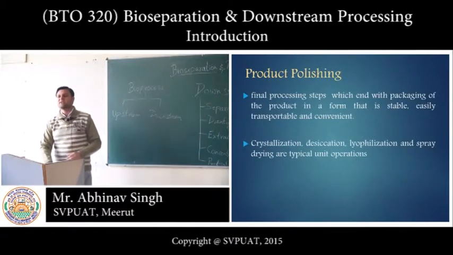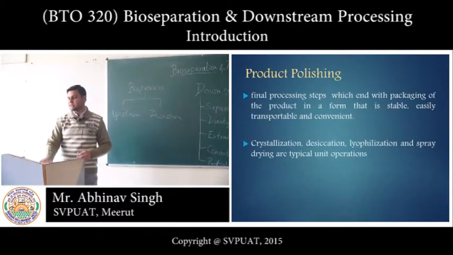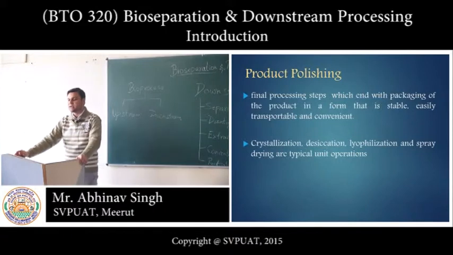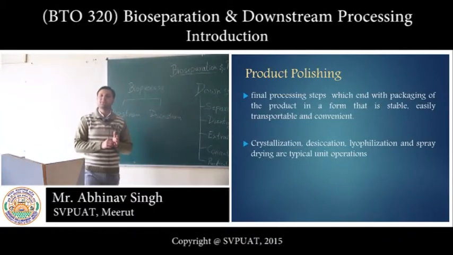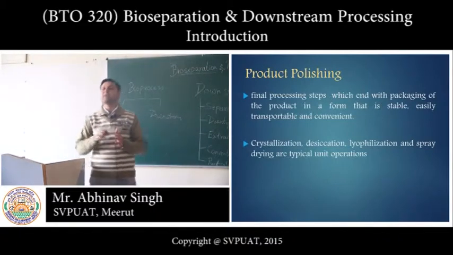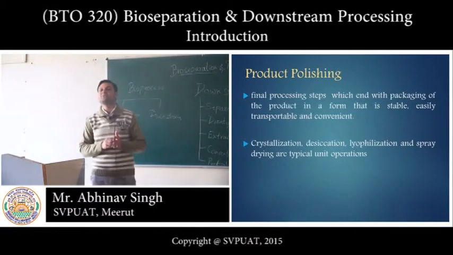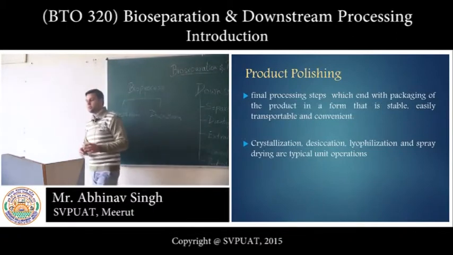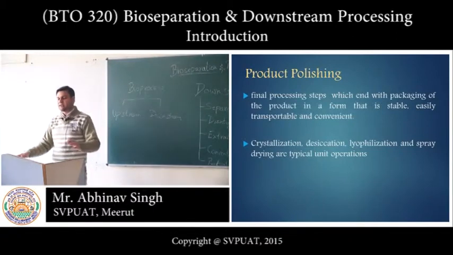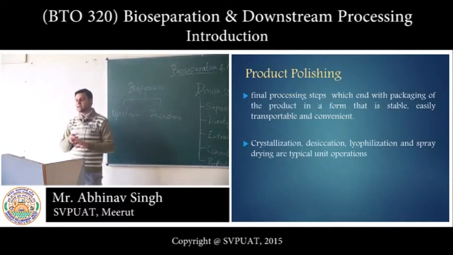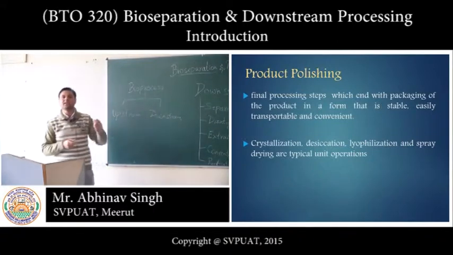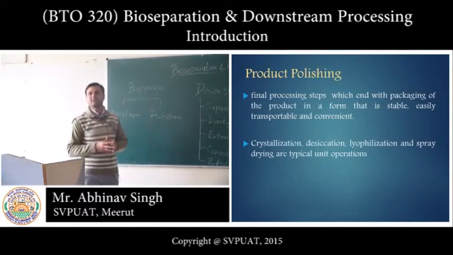Next, product polishing. Product polishing simply means that we finalize the product in a stepwise manner so that at the end we get the product in the desired form, which provides ease of handling and ease of storage. What are the steps done in product polishing? We can either crystallize it, desiccate it, lyophilize it, or simply spray dry it to get the product in our utilizable format.